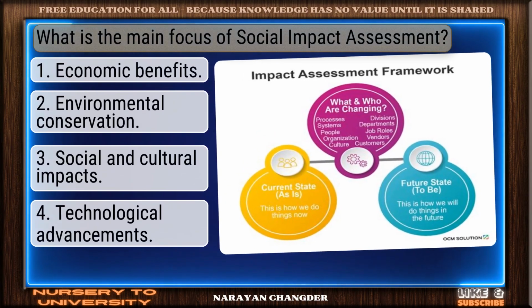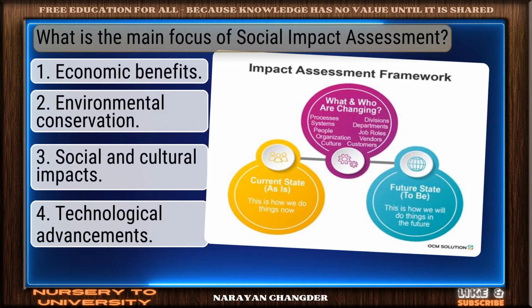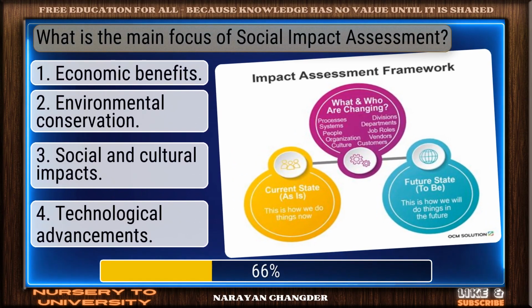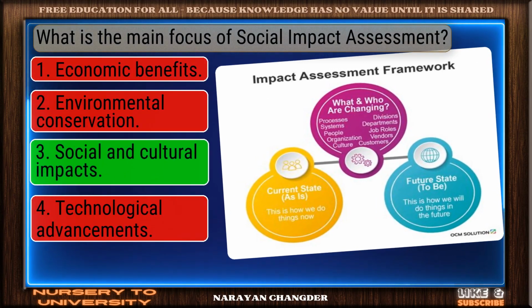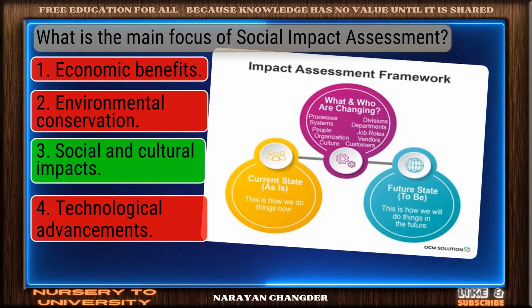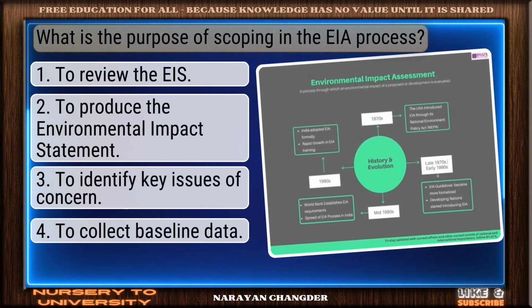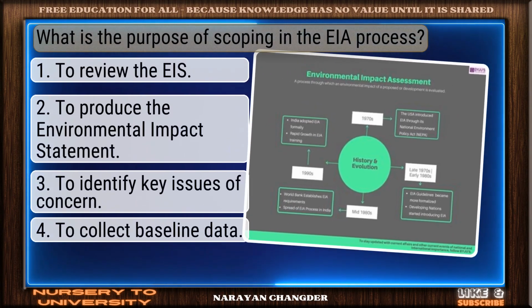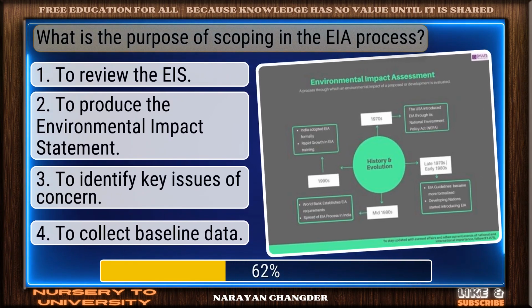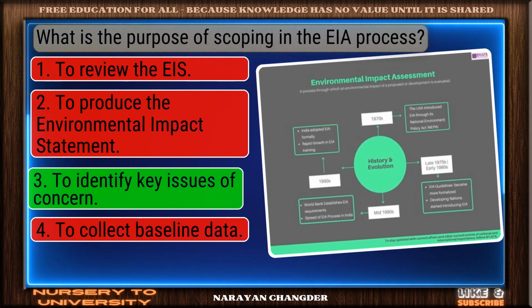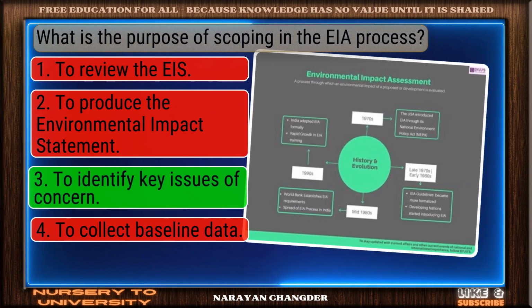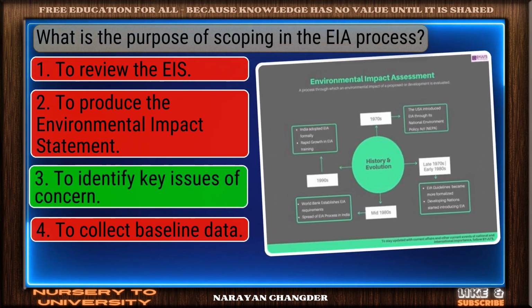What is the main focus of social impact assessment? Well done. Social and cultural impacts is the right choice. What is the purpose of scoping in the EA process? On track. To identify key issues of concern is the correct answer.